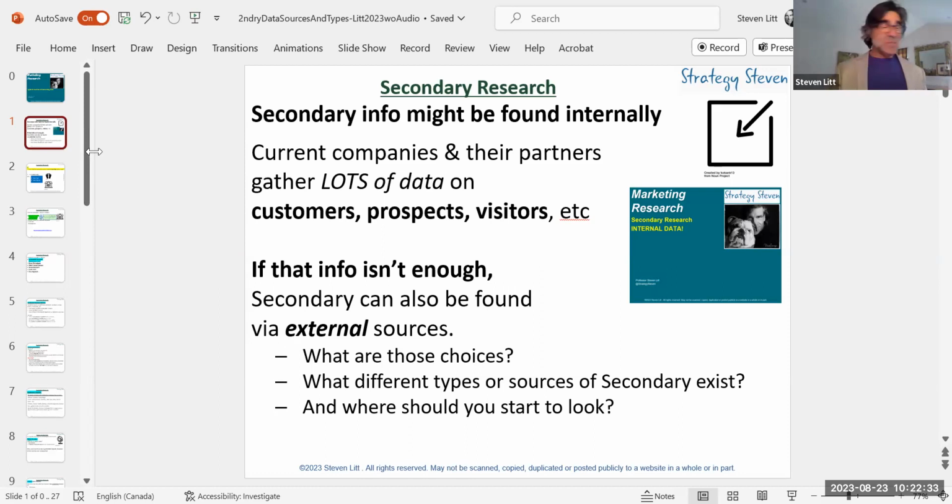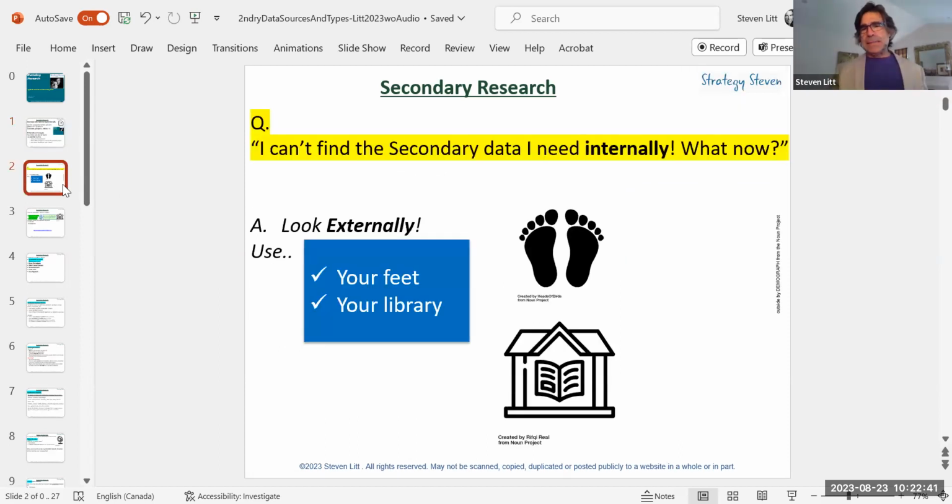So, what are those choices? What are the different types of external secondary? And where should you start to look? So, if you have that question and you've looked internally, then think about first couple places might be using your feet and using a library.